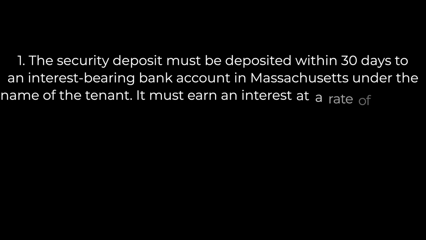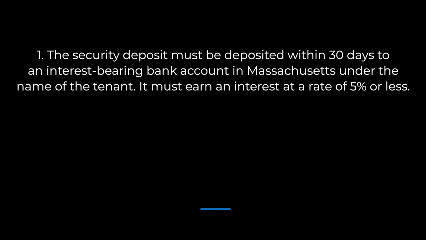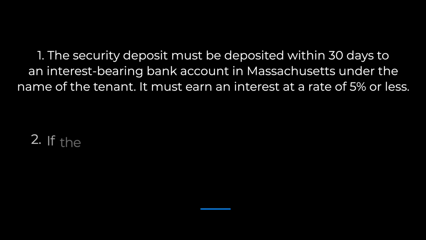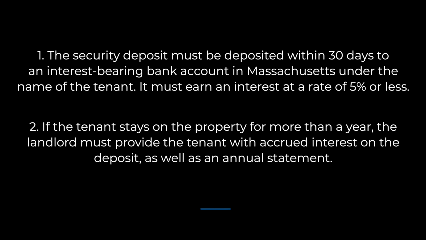Now, let's take a look at the security deposit laws. In Massachusetts, there are strict procedures that a landlord must follow in dealing with a security deposit. They can be penalized up to 3 times the amount of the security deposit, along with a 5% penalty and attorney fees if they do not abide by the following procedures. The security deposit must be deposited within 30 days to an interest-bearing bank account in Massachusetts under the name of the tenant. It must earn an interest rate of 5% or less. If the tenant stays on the property for more than a year, the landlord must provide the tenant with accrued interest on the deposit as well as an annual statement.